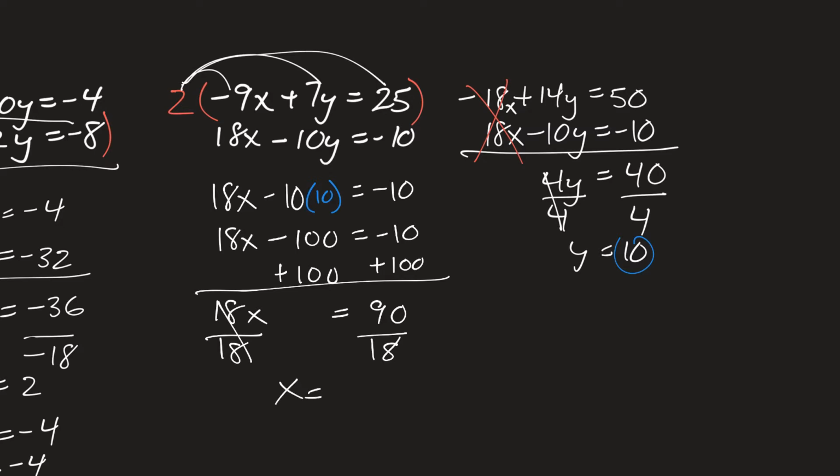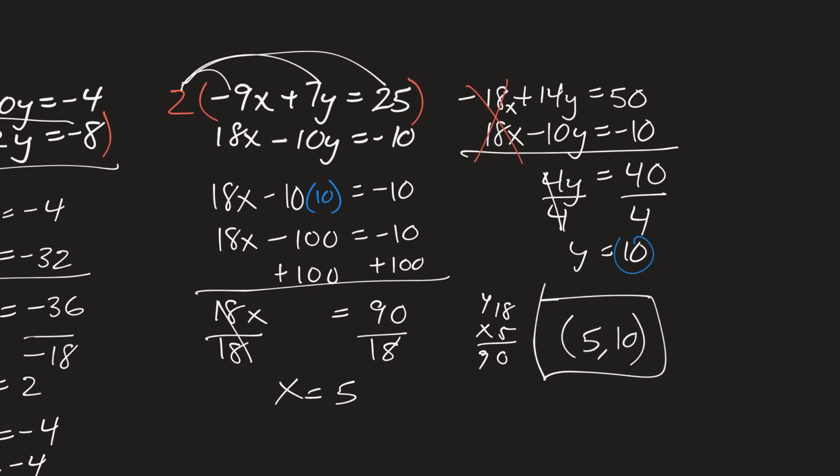X is equal to, what, 18 times 5, I think. Let's check. 18 times 5 is 0, 4. 1 times 5 is 5, plus 4 is 9. Yep, 18 times 5 is 90. So this is going to be 5. So our ordered pair is x is 5 and y is 10. I'll write it as 5 comma 10. There you go. That's the solution for both of them.